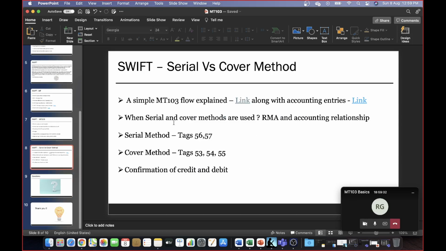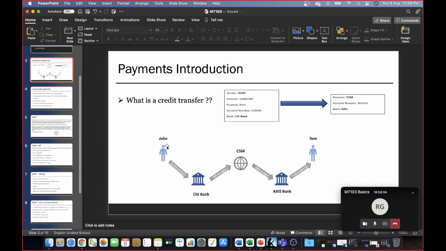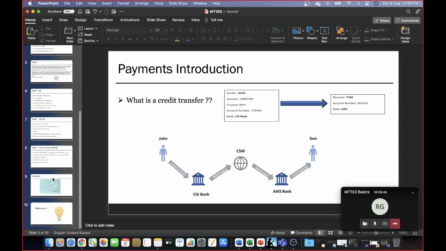So going back to the first slide, John is sending an instruction to Citibank. This will be in the form of MT101, and Citibank is sending a message in the form of MT103. That is the difference. While sending MT103, the details from the MT101 will be taken, mapped to the MT103, enriched, and sent to the other bank.